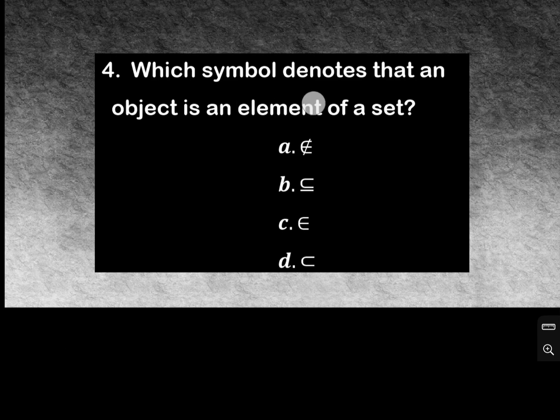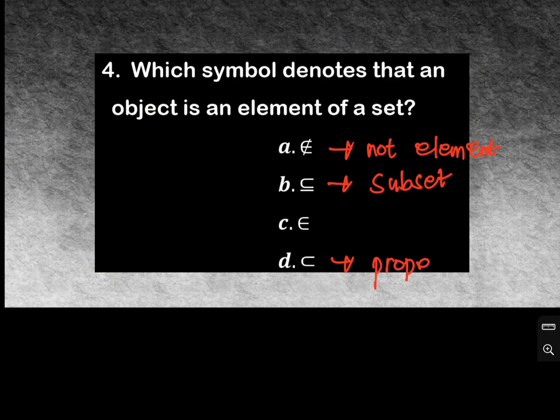For number 4, which symbol denotes that an object is an element of a set? For letter A, it is the symbol for not element. For letter B, it's a symbol for a subset. For letter D, it is a symbol for proper subset. And the only answer here is letter C, a symbol for element.